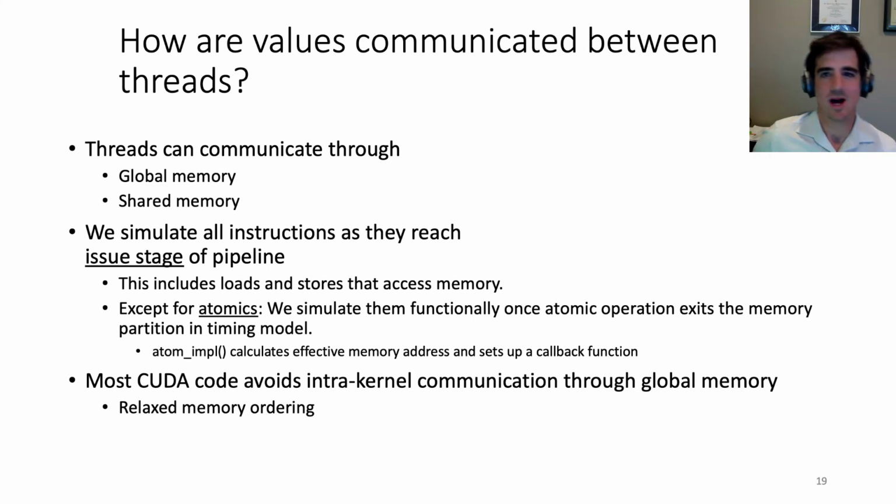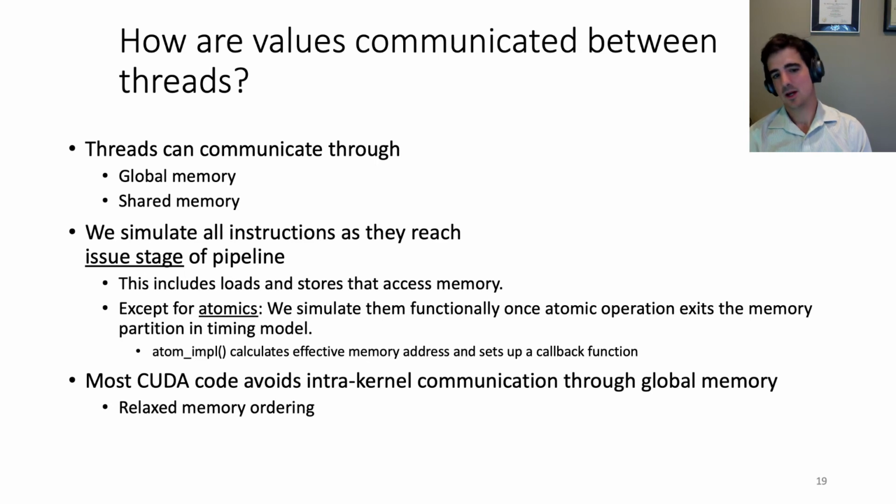All right, so how do we communicate values between threads? That's how each individual thread does its own operations. There's actually more than 2 ways, but let's start with the 2 simplest ways. Global memory and shared memory, right? If you write something to global memory, another thread could potentially read it. If you write something to shared memory, another thread can potentially read it. And the way that it's done in simulation is obviously through loads and stores.